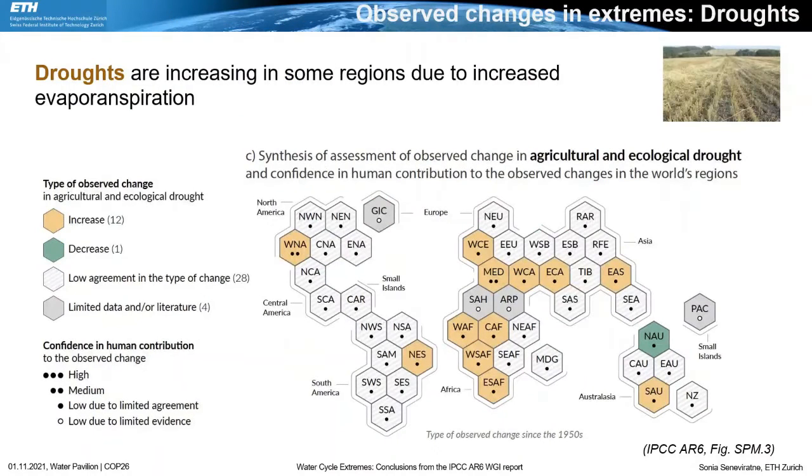We also have several regions where we find that there is an increase in droughts, in particular droughts associated with drier soils, which have impact to agriculture and ecosystems. So you see that there is a range of regions where we have identified signals for increase in drought, and this is substantially more than the last report of IPCC.